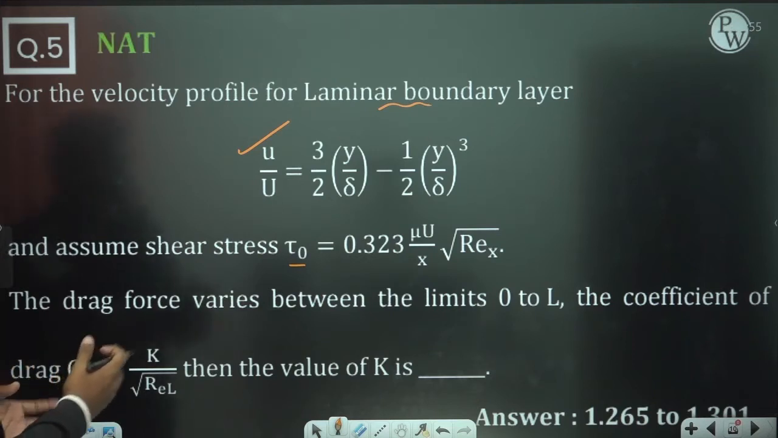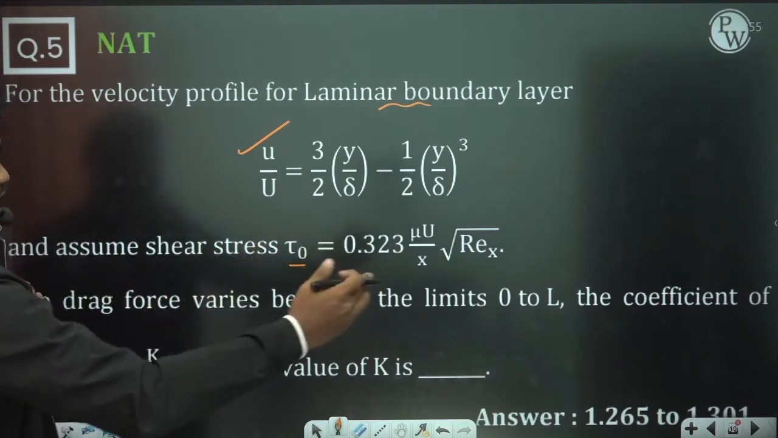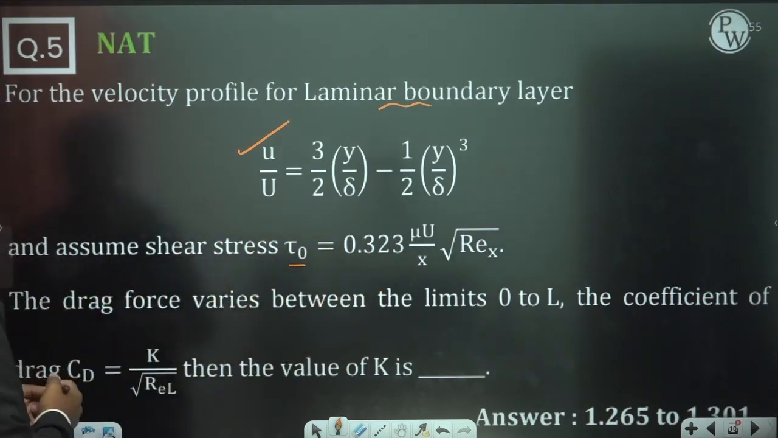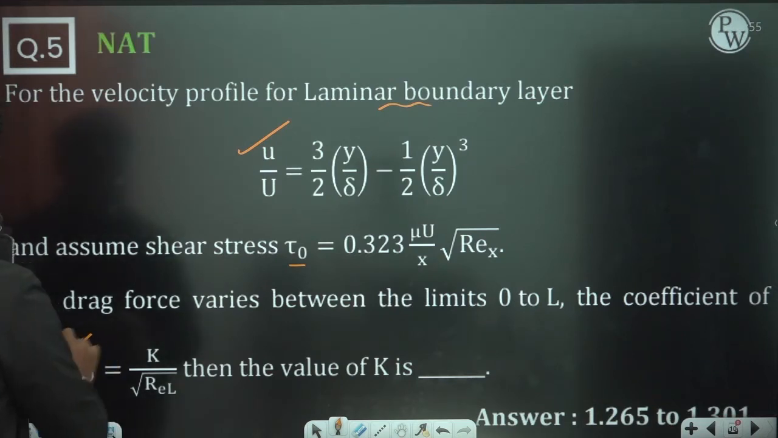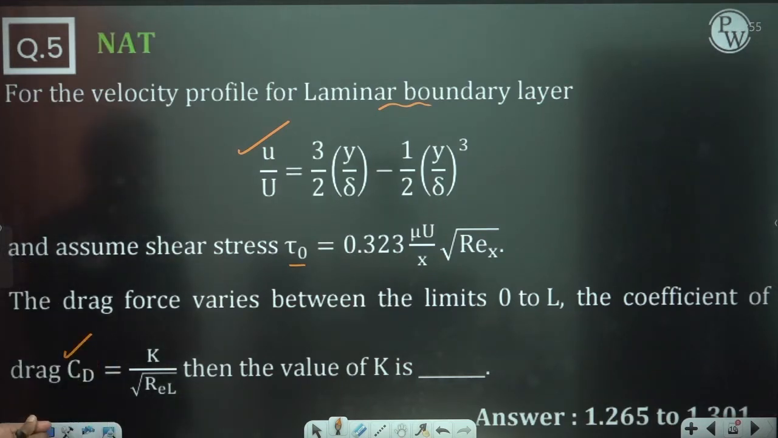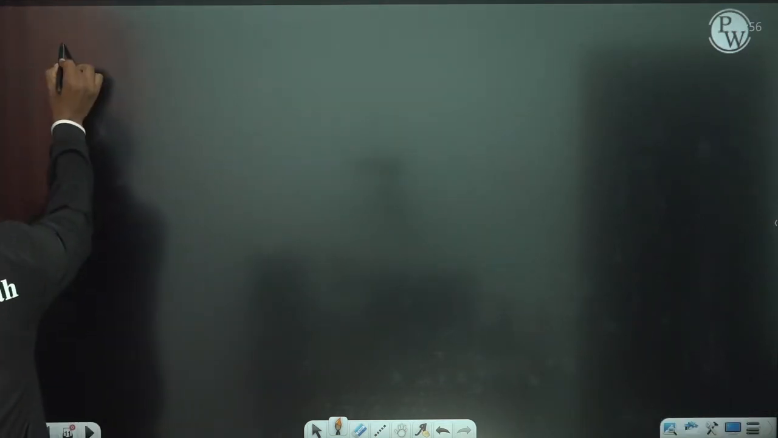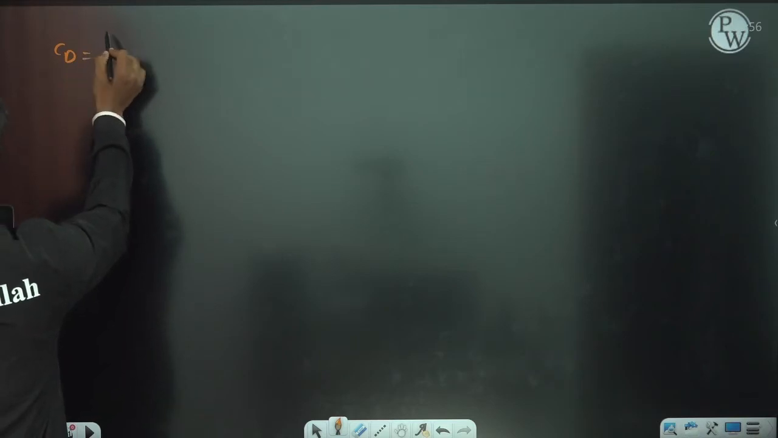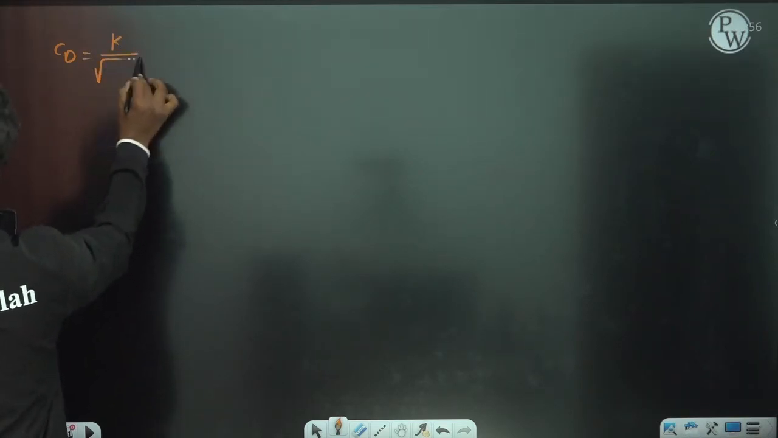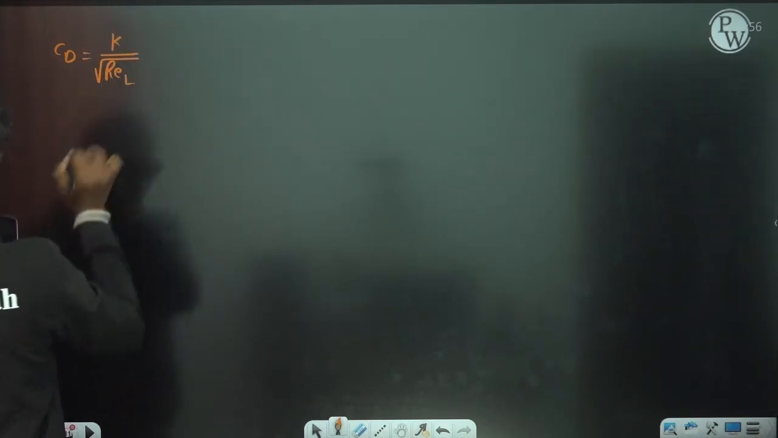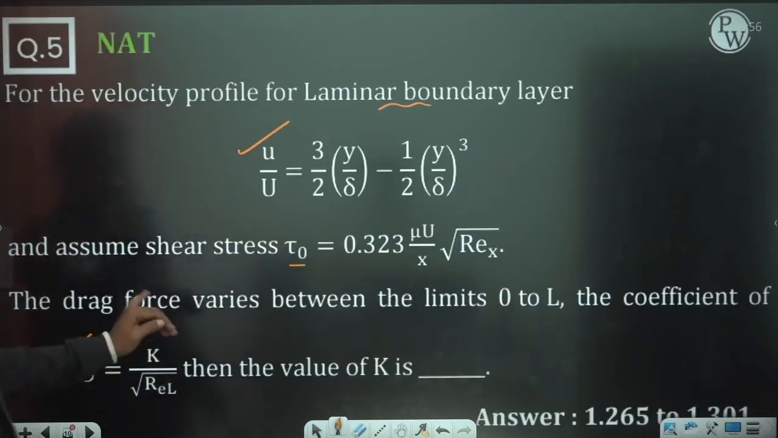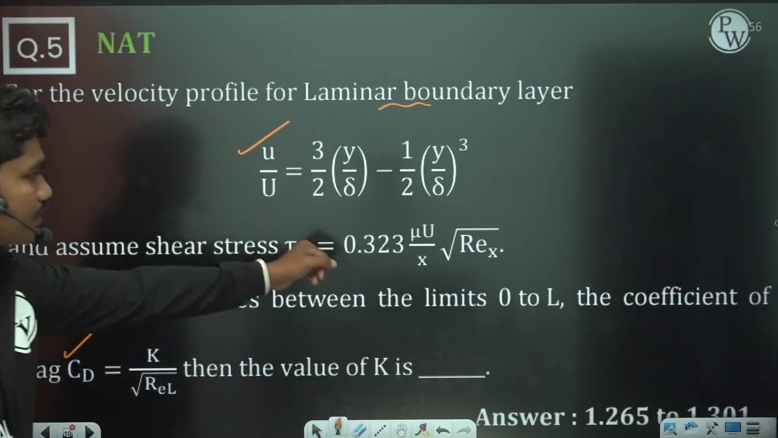The drag force varies between limits 0 to L, of course, if the length of the plate is 0 to L. The coefficient of drag CD is equal to k by root ReL. The value of k is dash. Let us see how you calculate this CD. CD is equal to some constant divided by root ReL. This is CD and this is the expression for tau naught.